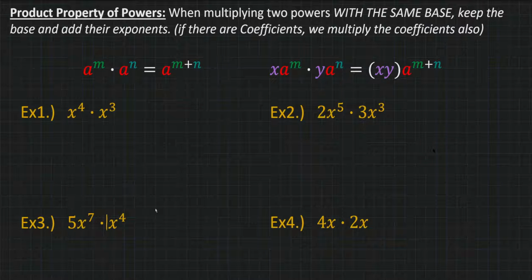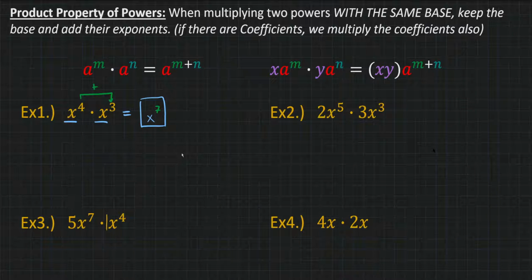What would that look like in practice, Mr. Grapp? Well, let's say I have x to the fourth times x to the third. They have the same base. So, I'm going to add their exponents together. What's 4 plus 3? 7. So I'd end up with x to the 7th power. Box my answer and call it a day.